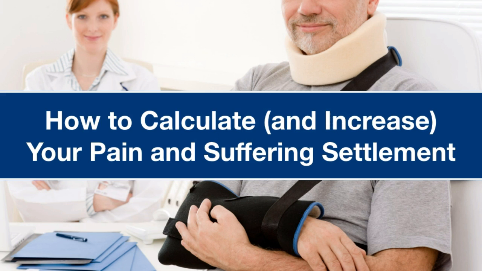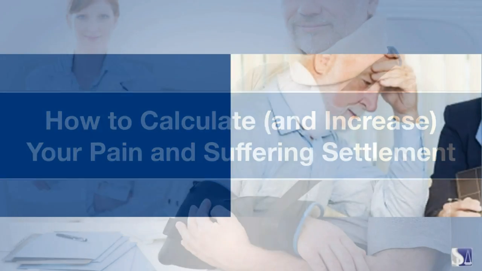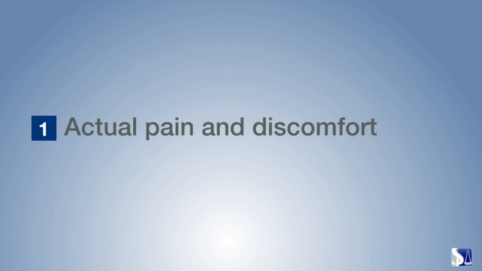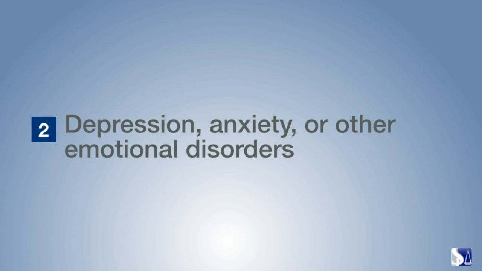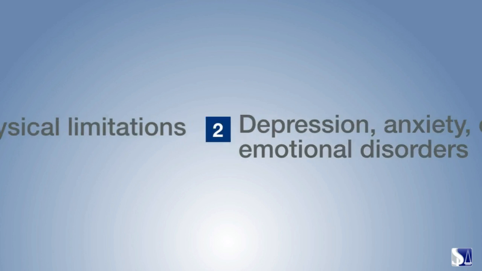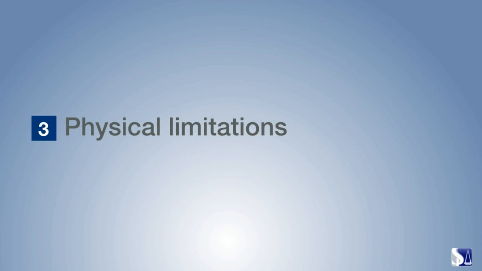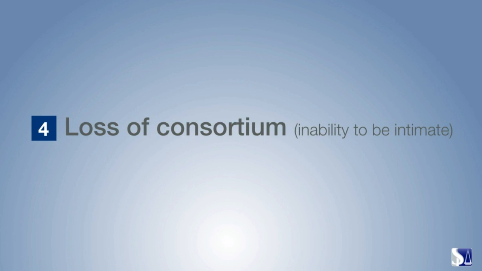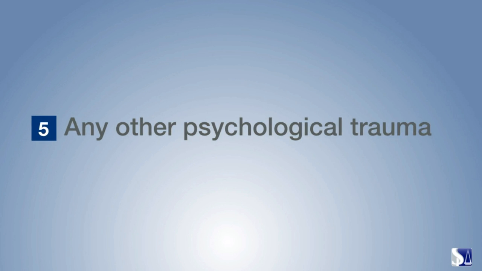In personal injury claims, pain and suffering represents the emotional distress or mental anguish a person endures after being injured by the negligent acts of the at-fault party. Emotional distress can include the following: actual pain and discomfort, whether temporary or permanent, depression, anxiety, memory loss, insomnia, or other emotional disorders. Physical limitations, including the inability to play with your children or hug them, loss of consortium, inability to be intimate with your spouse, any other emotional or psychological trauma.